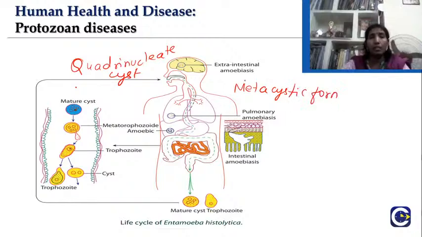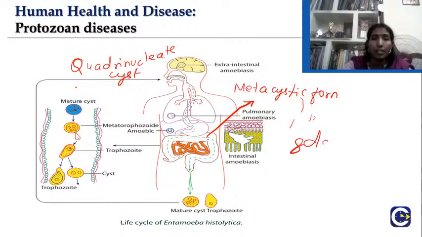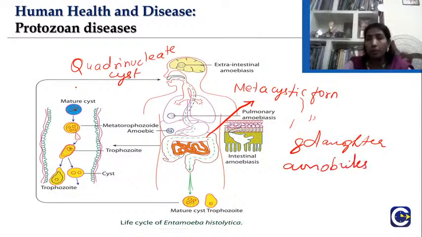Okay, the metacystic form. That is, this quadrinucleate cyst is entering via the oral route, coming to the small intestine. Here, because of the enzymatic action, the cyst wall is going to break and it is going to form what is called the metacystic form. Now, this metacystic form is the one which is going to enter the colon. So, for every one metacyst, we have 8 daughter cells formed by division, which we call the amoebules. Like that, they'll be lodging in the entire large intestine, and then they will invade the walls of the large intestine. That is what we call the trophozoites.